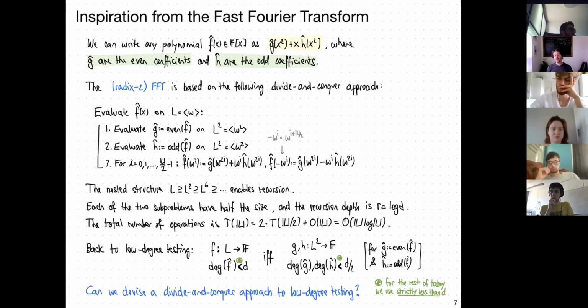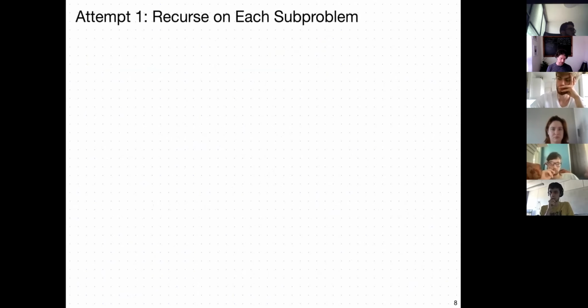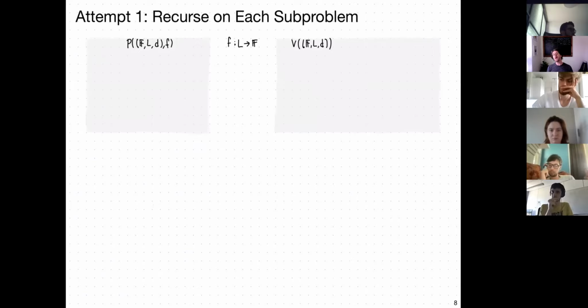Okay, so now let's do low degree testing with that. Here is the most naive approach. Can anyone suggest how a protocol between a prover and a verifier might look in this setting? I have a polynomial, and I want to split it into two parts and recurse. Any suggestions, ideas how we can start?